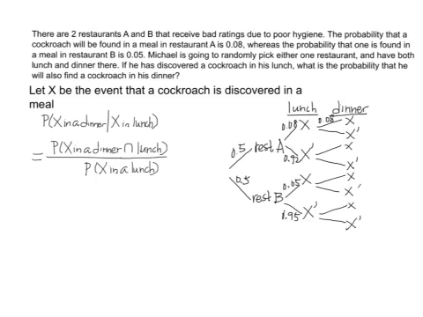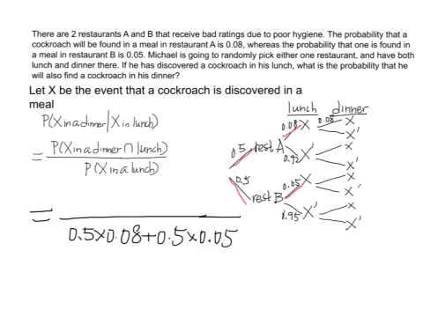So what goes on the bottom in lunch? What we need is pretty much this, and we also need these two routes. So here's the bottom part: 0.5 times 8% plus 0.5 times 5%. Notice that all we care about is just the cockroach in lunch, but we don't care about dinner, so we don't have to go on.